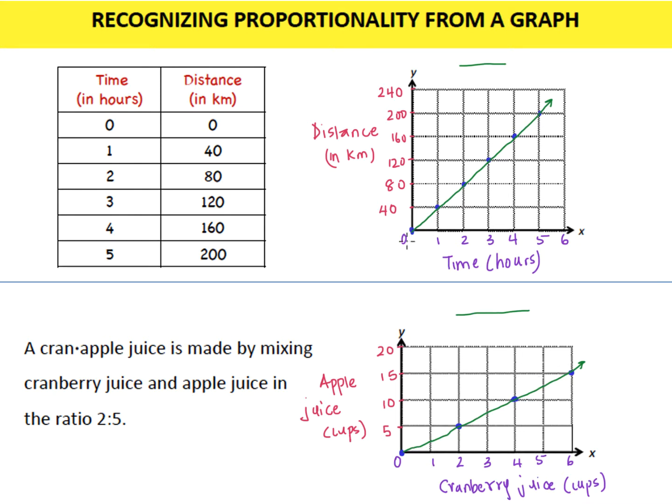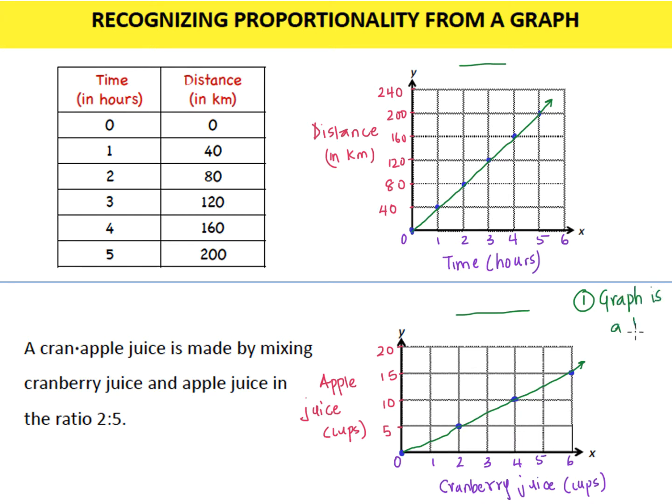So there is a line here and there is a line here. I know this kind of doesn't look like a line, but if I had used a ruler, you would have seen that this is a line. So the first thing is that the graph is a line.